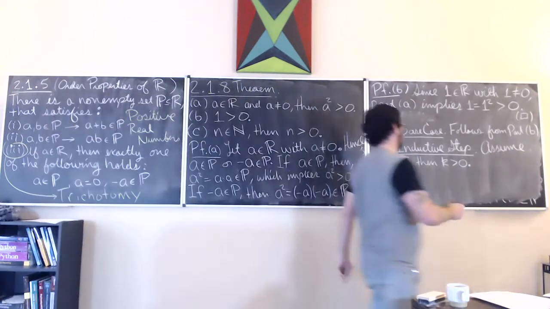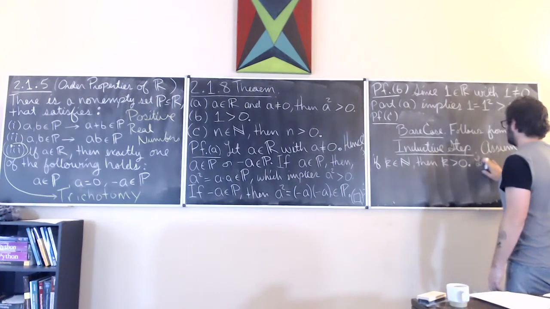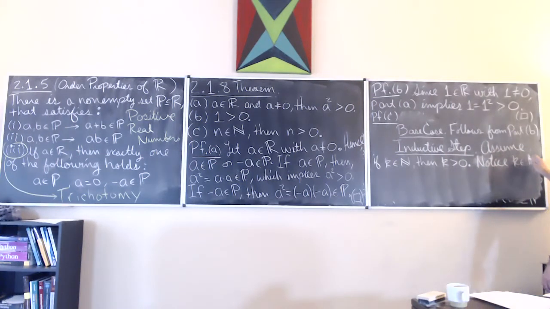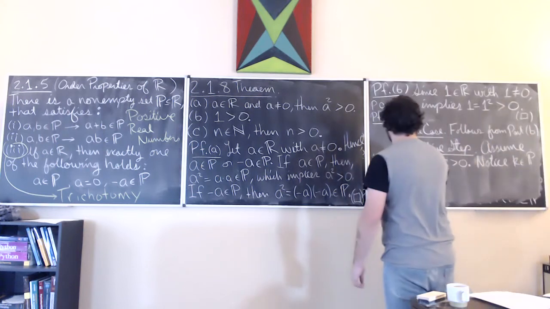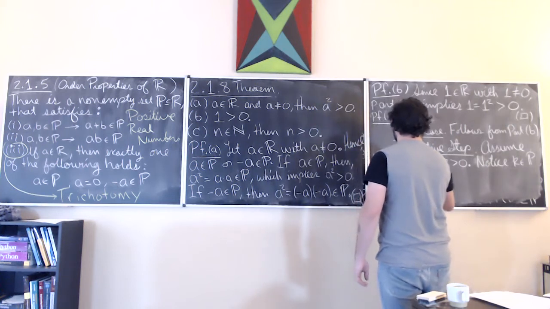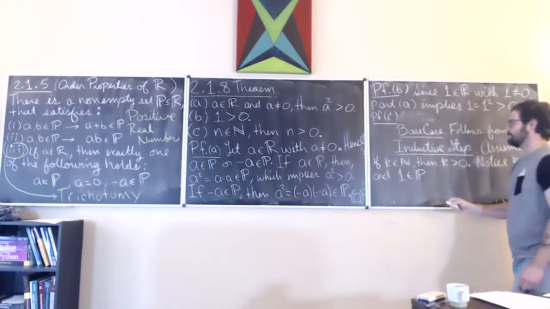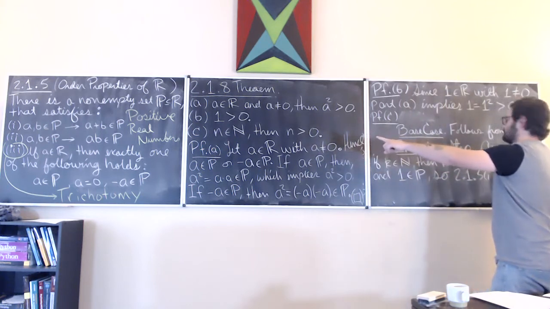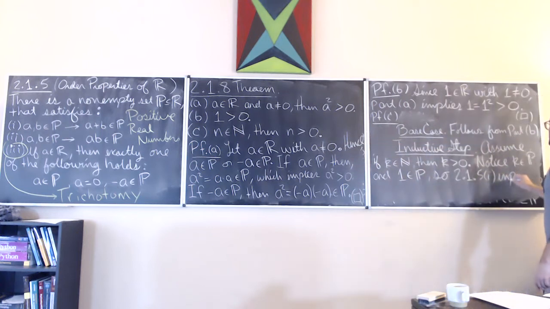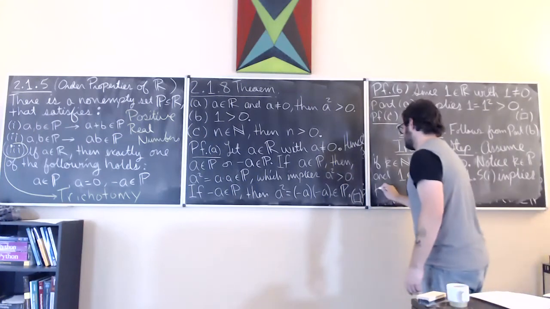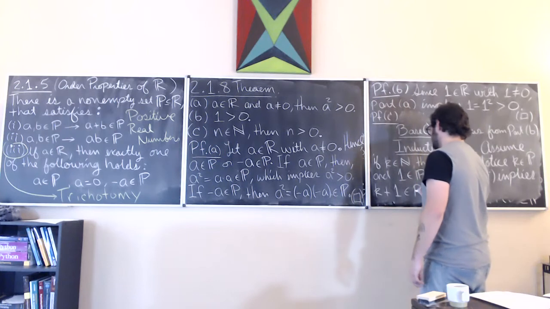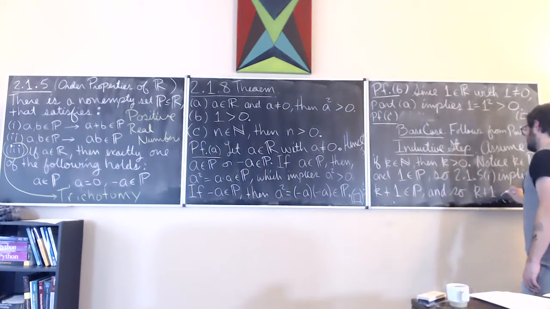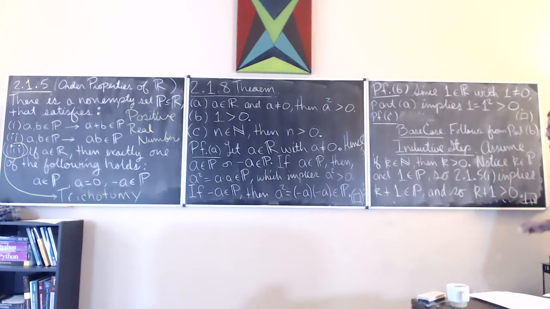So we just say, next notice that if k is some arbitrary natural number in P, and 1 is in P, again by part B, so 2.1.5 part I implies k plus 1 is in P. And so k plus 1 is greater than 0. And that finishes the proof of this theorem.